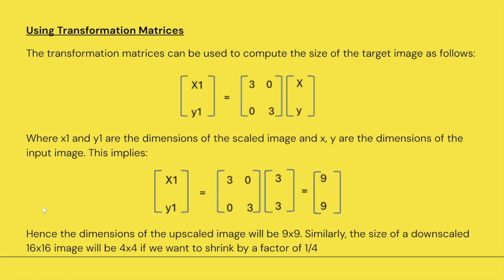Similarly, the size of a downscaled 16 by 16 image will be 4 by 4 if we want to shrink by a factor of 1/4. In this case, x and y would be equal to 16, and x1 and y1 would be equal to 4, and a and b would be equal to 1/4. So we would get the transformation matrix 1/4, 0, 0, 1/4.